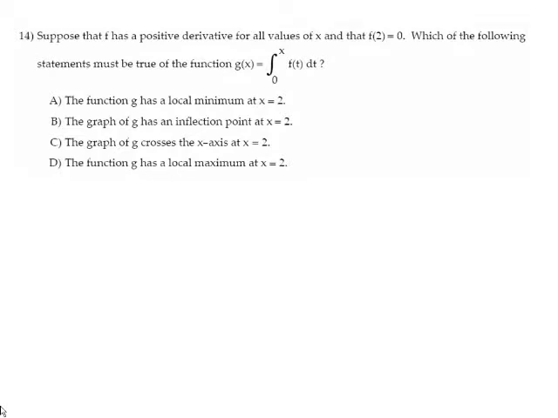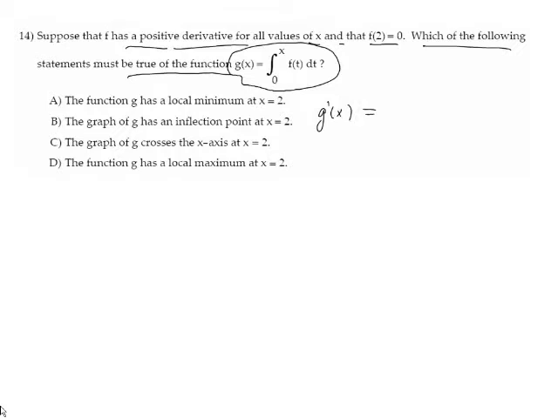Problem 14, we're going to use the fundamental theorem of calculus also, plus look at some of the information that's given. It says that the function f has a positive derivative for all values of x, and f of 2 equals 0. Which of the following statements must be true of the function g of x? Well, let's look at this. We can take the derivative of g of x, and g prime of x would be simply equal to f of t. That's the fundamental theorem of calculus.